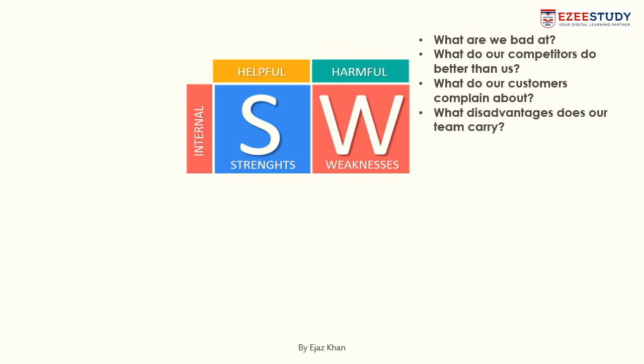So what disadvantages does our team carry? Maybe we don't have good teamwork. Maybe we have problems with the management. Maybe we have problems with the recruitment. Which resources are we lacking? Maybe we do not have enough capacity. Our machines have a limited capacity. Maybe we have bottleneck resources that are stopping us from increasing our market share. So what are the areas that we could improve? The answer to all these questions will basically be our weaknesses.